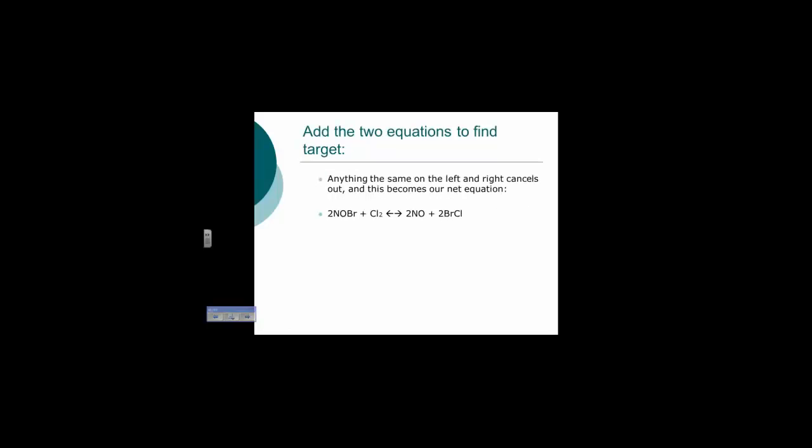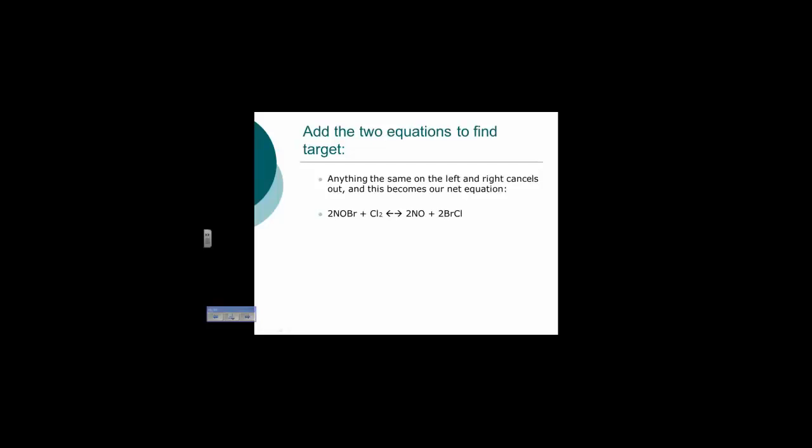Well, as you're writing your equation, simplify anything that's on the left and the right, just as we've done all year long. Anything that's the same on the left and right can be canceled out, just as in an algebra equation. The simplified equation is something we used to call our target when we did Hess's law. It looks like 2 units of NOBr plus Cl2 is in dynamic equilibrium with 2 NOs and 2 BrCls. When I sum the two equations, what canceled? Is it Br2s were the same on both sides and they canceled out?